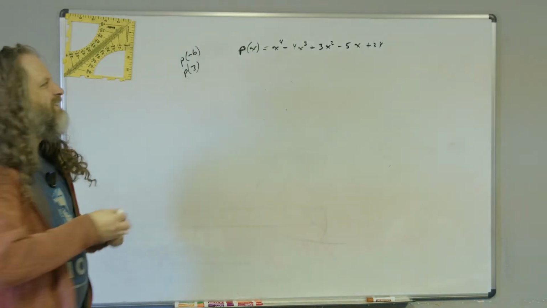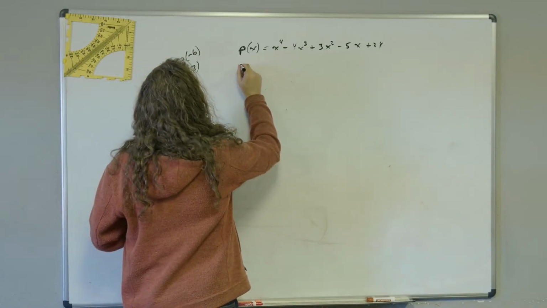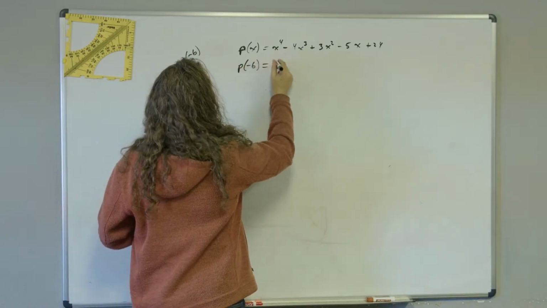Here we go. P of -6. We just substitute in.